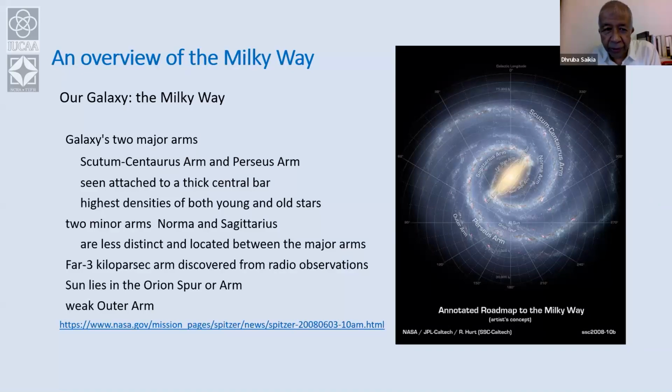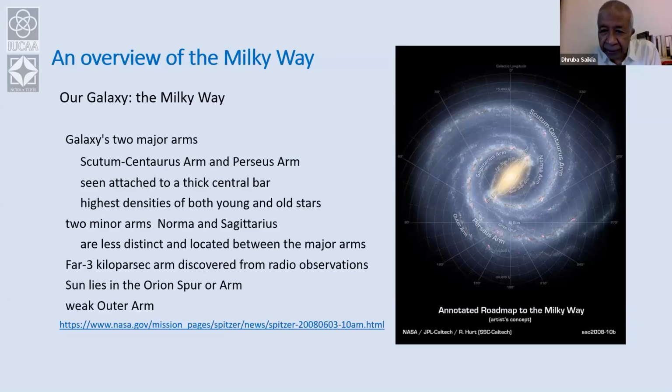So I have illustrated over here some of the main arms of a spiral galaxy. For an external galaxy, you'll be able to see these arms quite clearly, particularly if that specific galaxy is face-on. But on the other hand, we are inside it. So it's like reconstructing a crime from all the little pieces of evidence that you can collect. And you can see the prominent arms marked over there: the Scutum-Centaurus arm, the Perseus arm, and these main arms are seen attached to a bar.